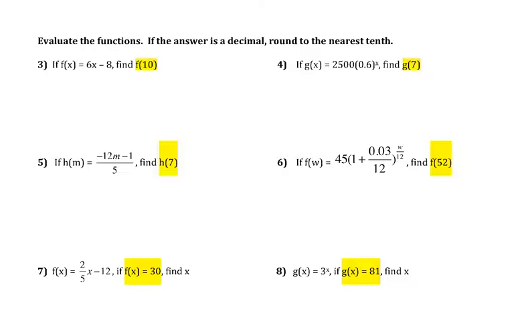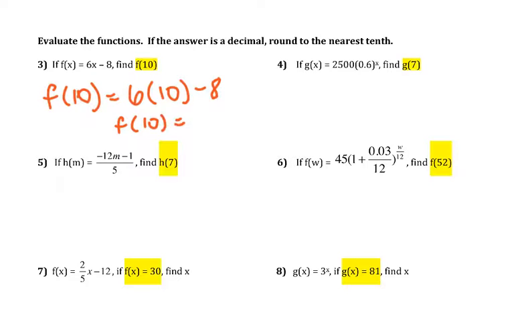Okay, number 3, if f of x is equal to 6x minus 8, find f of 10. So f of 10, you are simply going to replace the x with a 10 and evaluate it. So 6 times 10 minus 8 is 52, so we're going to say f of 10 is equal to 52, and that's my answer.